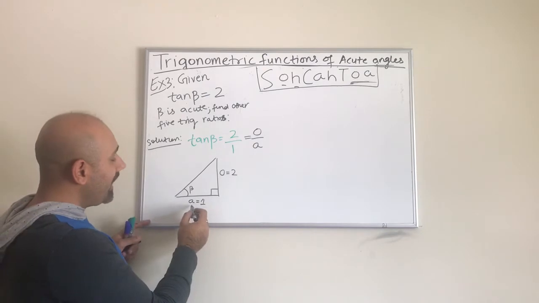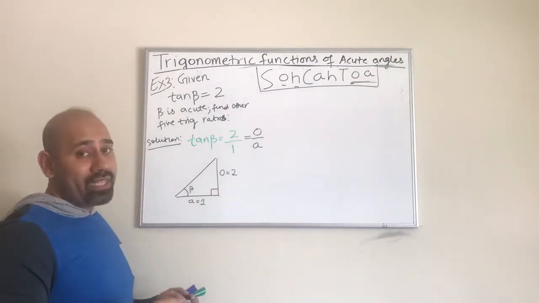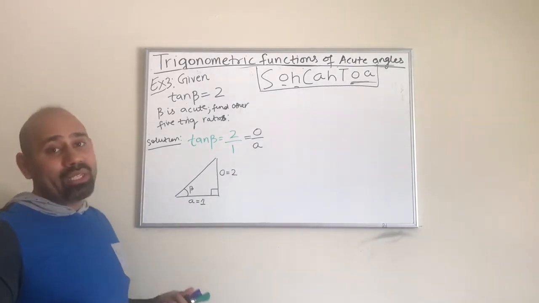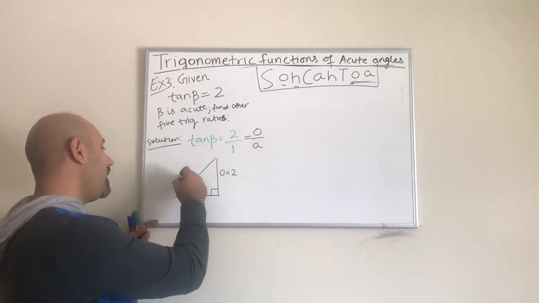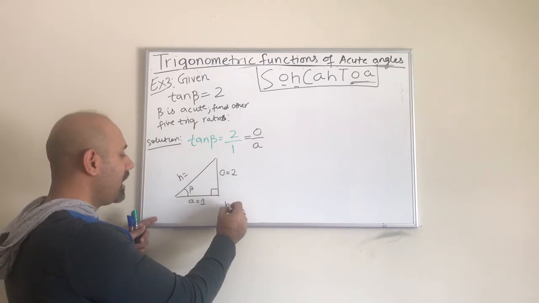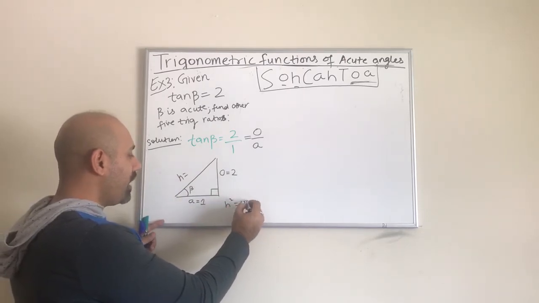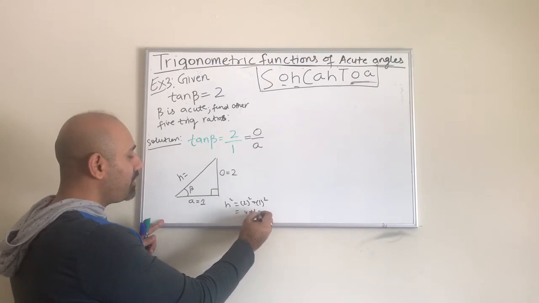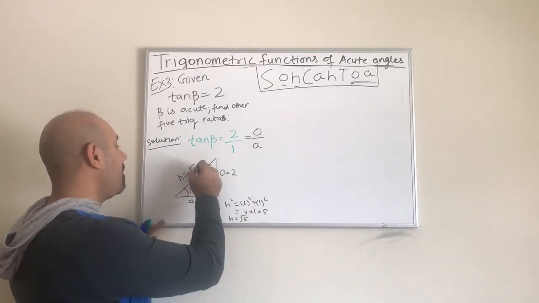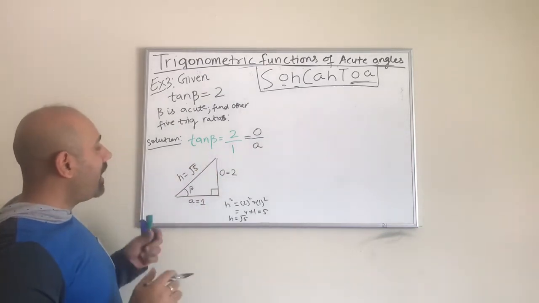So guys, I have the lengths of the adjacent and opposite. The first thing I have to do is find the length of the longest side of this right triangle, which is the hypotenuse. To find it, using the Pythagorean theorem, h squared is 2 squared plus 1 squared, it's 4 plus 1, which is 5. And when I take the square root, I get h equals square root of 5. So my length of the hypotenuse is square root of 5. I have all 3 sides.